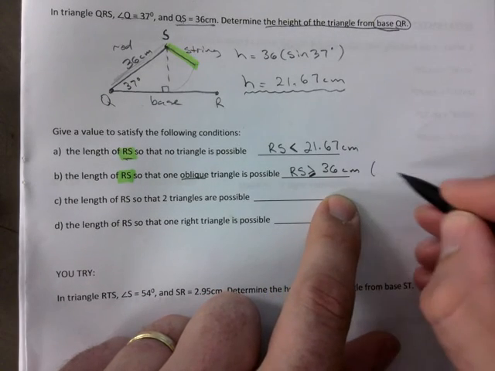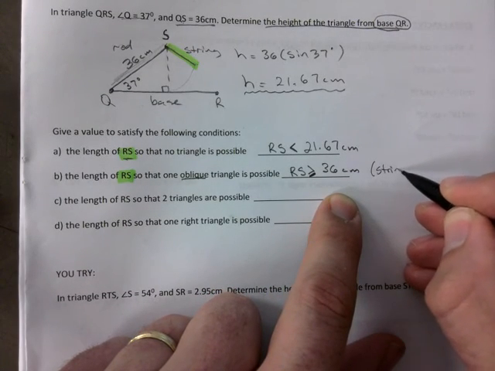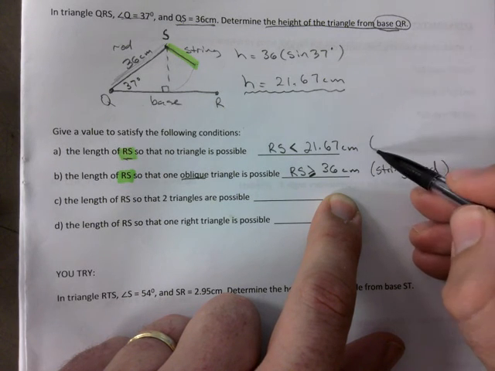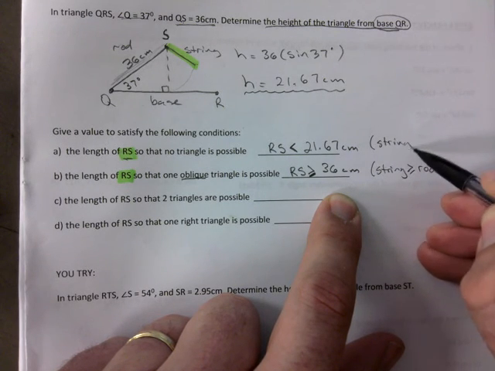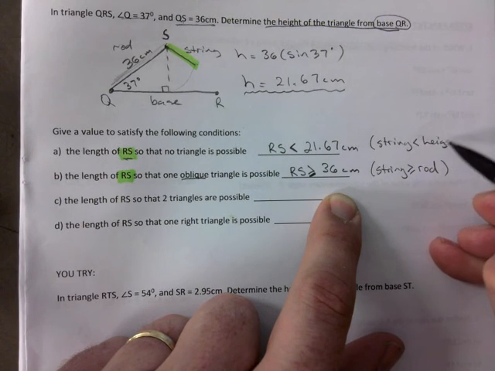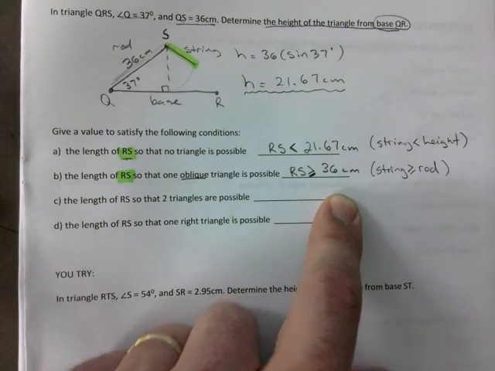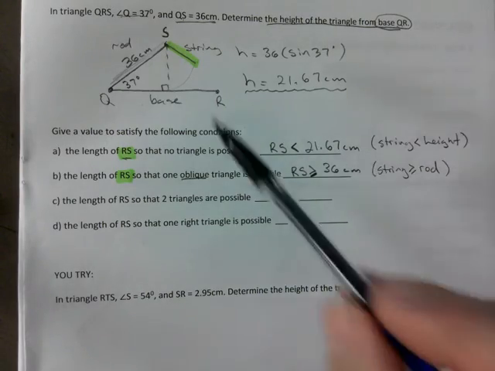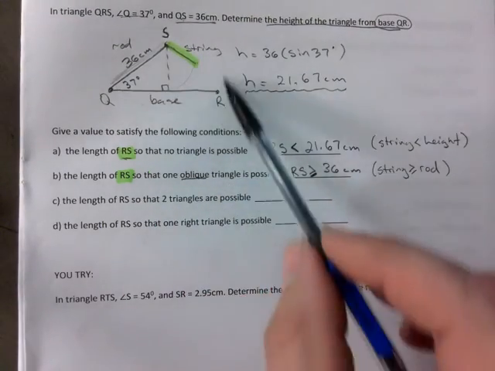Let's put this one on the side. String is greater than or equal to rod. And here, string is less than height. That's really what I'm doing, except for instead of rod, height, and all of that, we're replacing it with actual numbers that we're getting from this example here.